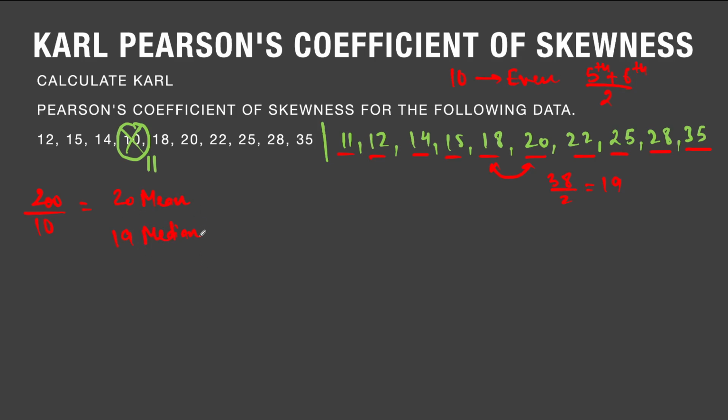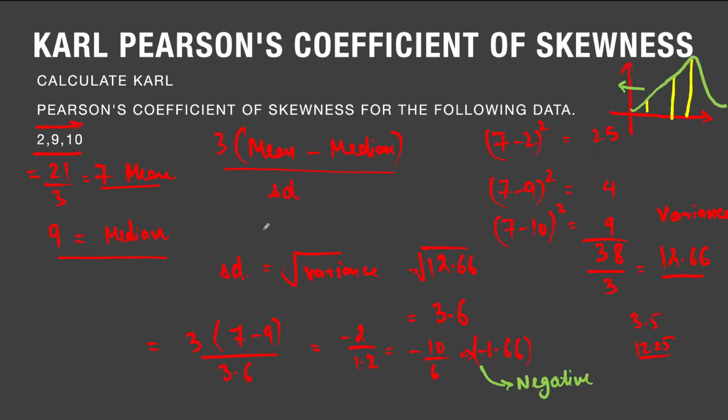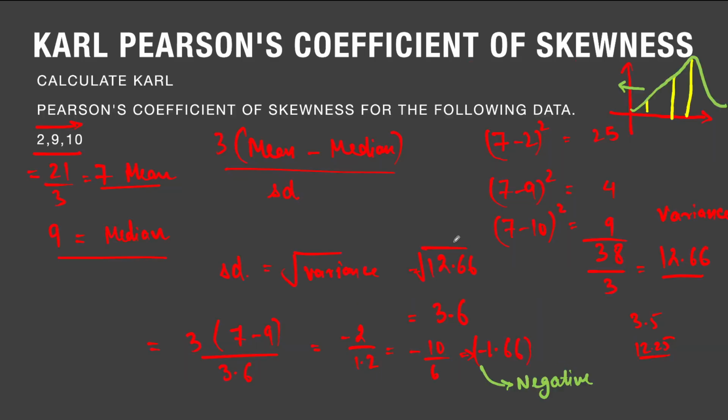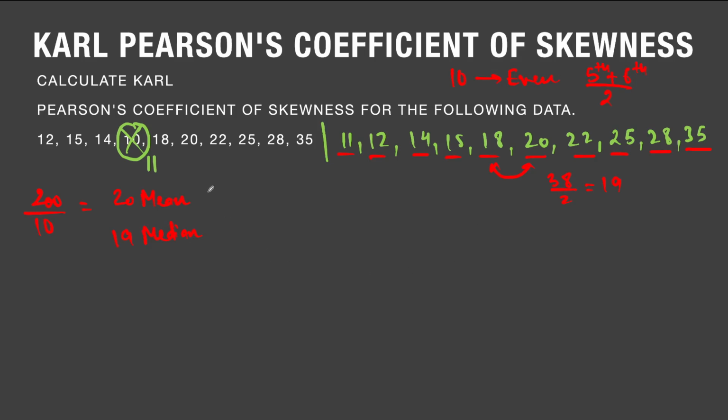As I have the mean and median with me, I now need to find out the standard deviation. Why are we doing it? Because in our second formula, 3 times (mean minus median) divided by the standard deviation is going to be my output. Talking about standard deviation, I need to now find it out.